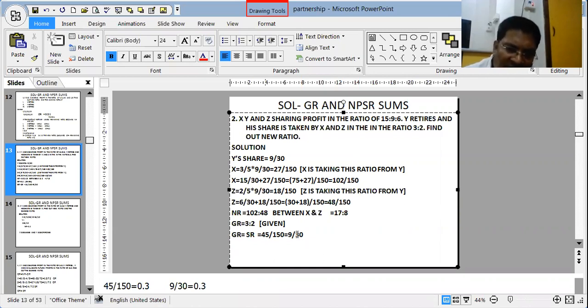If we will solve through calculator, you will get 45 by 150 is equal to 0.3 and 9 by 30 is also 0.3. That means GR is equal to SR. It will be always GR is equal to SR. That indicates that our sum, this fraction part, is correct. Now let's see the next sum.